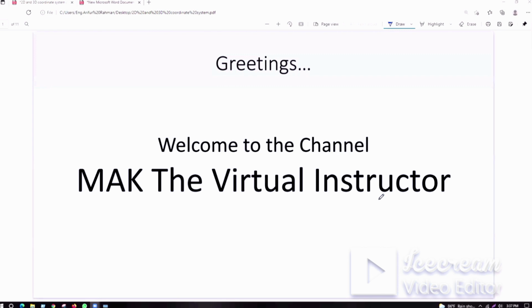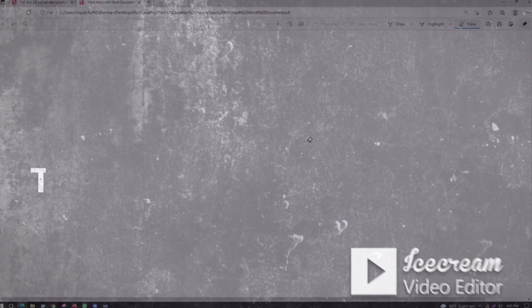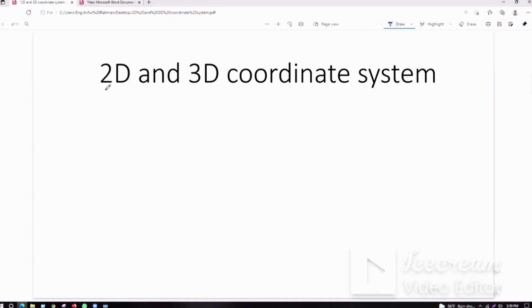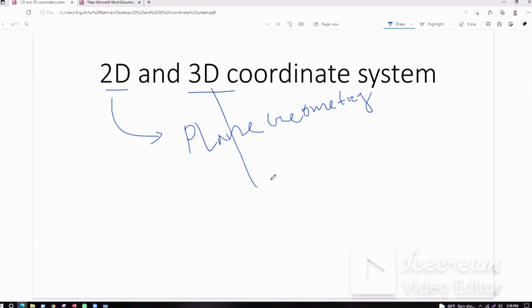As the continuity, we are going to discuss today a new topic, coordinate geometry. We are going to discuss two types of geometry today, two-dimensional and three-dimensional. We say two-dimensional geometry as the plane geometry, and three-dimensional geometry as the solid geometry.